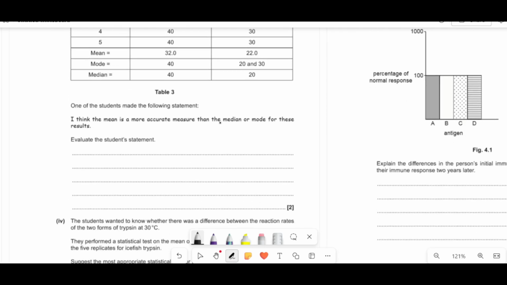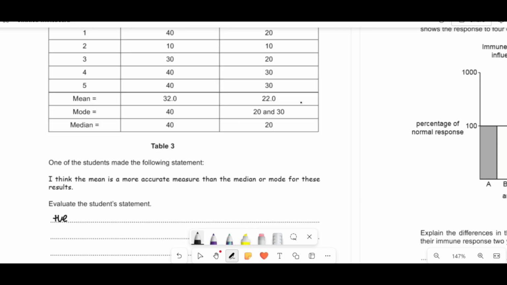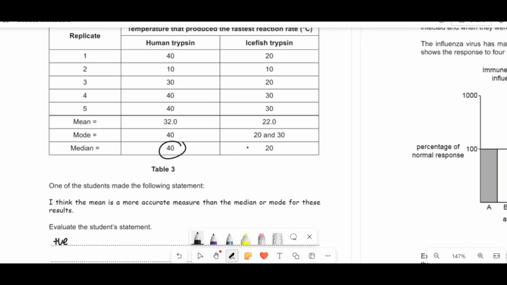Cool. So then it says, I think the mean is a more accurate measure than the median or mode for these results. So it's a bit of a 50-50 because it says evaluate, so we need to talk about supportive and contradicting, right? So if I look at the supportive statements, if we look at the other two, the mean here is 32, that's 22. If you look at the mode, it's 40, but then here there's 2 modes. It's not really good to have 2 modes. You can't really compare them. That's not very helpful. And as well as that, the median is just the middle value, right?